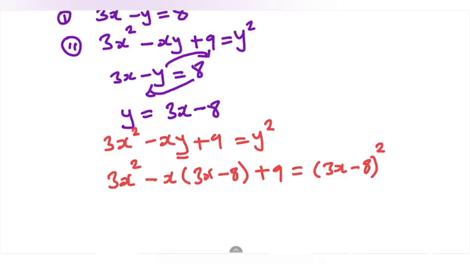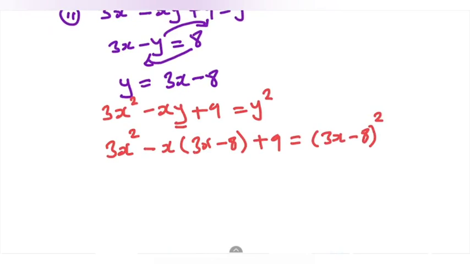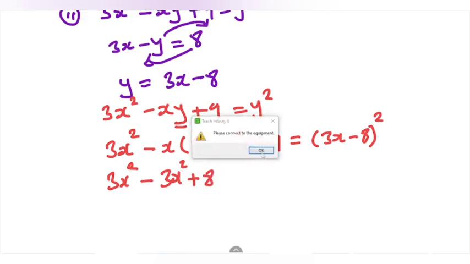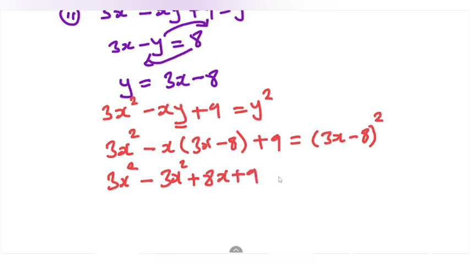Then from there, what are we going to do? We can simplify. We are going to have 3x squared, negative x times 3x gives negative 3x squared, negative negative positive, x times 8 gives 8x. Okay, we have expanded here. Then plus 9 is equal to 3x minus 8 in brackets, because it's squared, again 3x minus 8. This is what you are going to have.